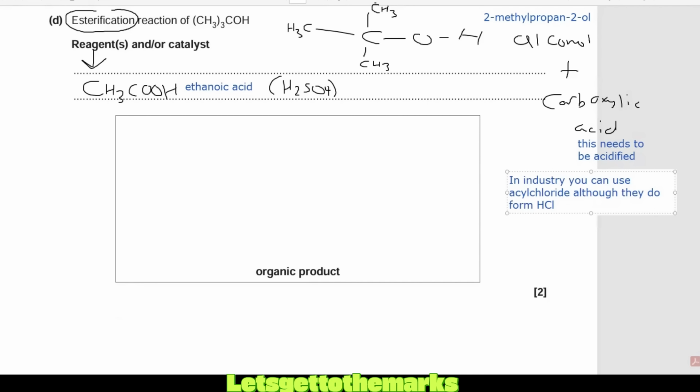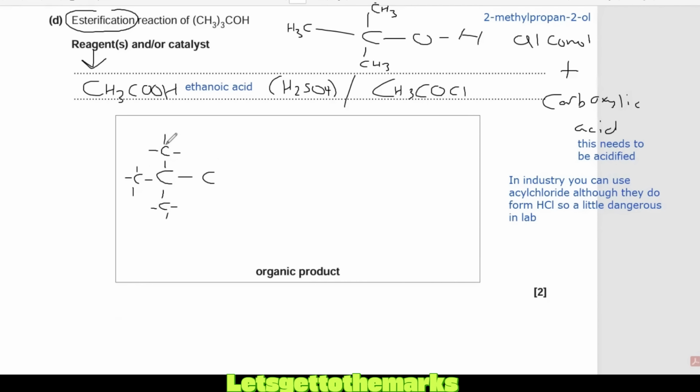You could do acyl chlorides like ethanoyl chloride. Love that. Acyl chlorides have that oyl in them. Now they're going to react and you're not going to need to acidify them. Okay. However, they're a little bit dangerous because they form HCl, so probably less likely to do in a school or college laboratory. So we're going to go with the ethanoic acid. And how are we going to draw out what gets made? Well, all you're going to do is replace.